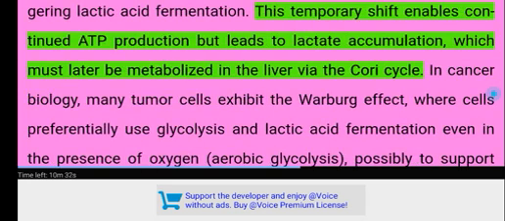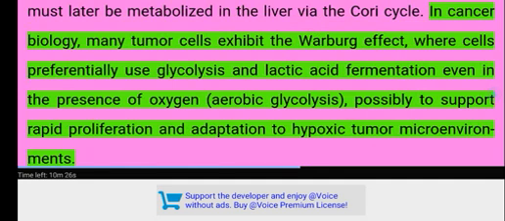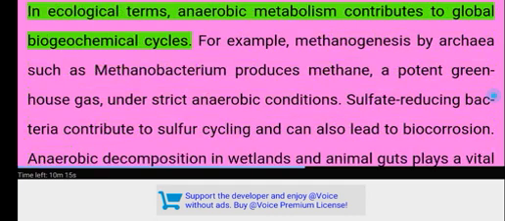This temporary shift enables continued ATP production but leads to lactate accumulation, which must later be metabolized in the liver via the Cori cycle. In cancer biology, many tumor cells exhibit the Warburg effect, where cells preferentially use glycolysis and lactic acid fermentation even in the presence of oxygen (aerobic glycolysis), possibly to support rapid proliferation and adaptation to hypoxic tumor microenvironments.